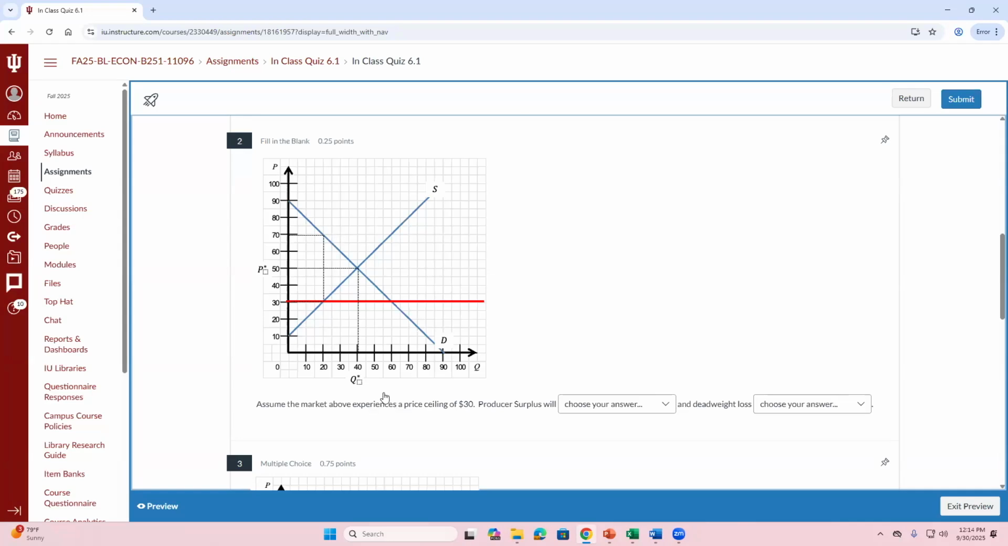So anytime the government gets involved and moves us away from this point, what was deadweight loss with no government intervention? 0, right? What is deadweight loss after any effective price ceiling? Something above zero. So what should be happening to deadweight loss is the second part of that question, okay?